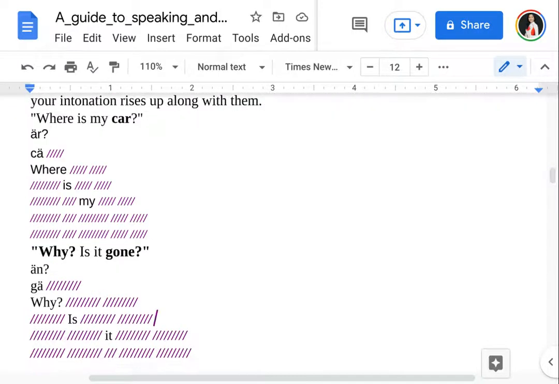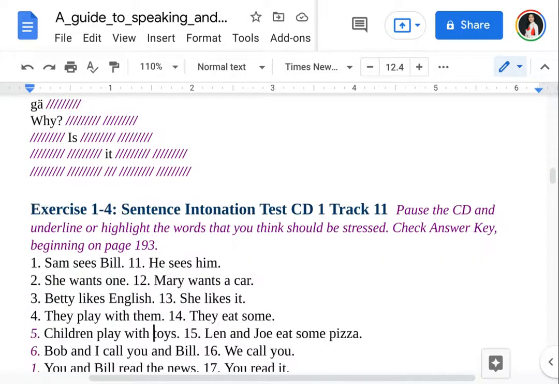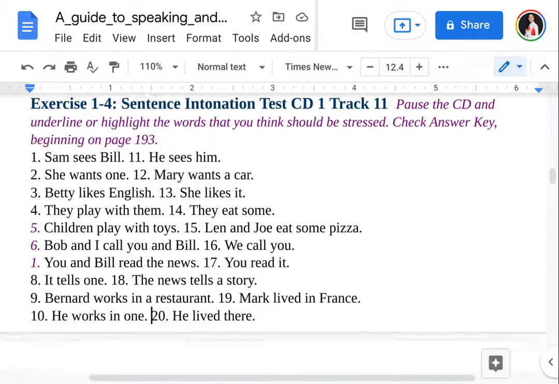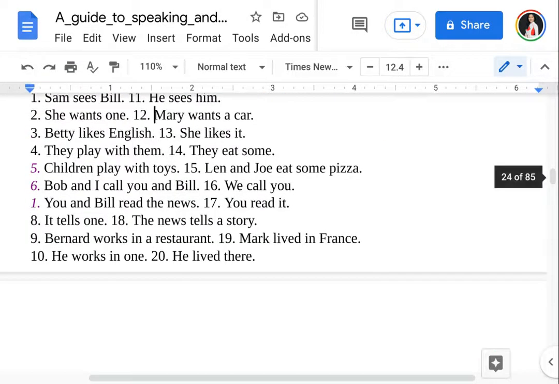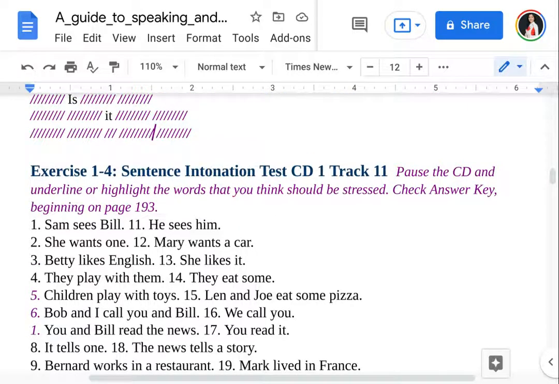Exercise 1-4, Sentence Intonation Test. Pause the CD and underline or highlight the words that you think should be stressed. Check the answer key beginning on page 193.